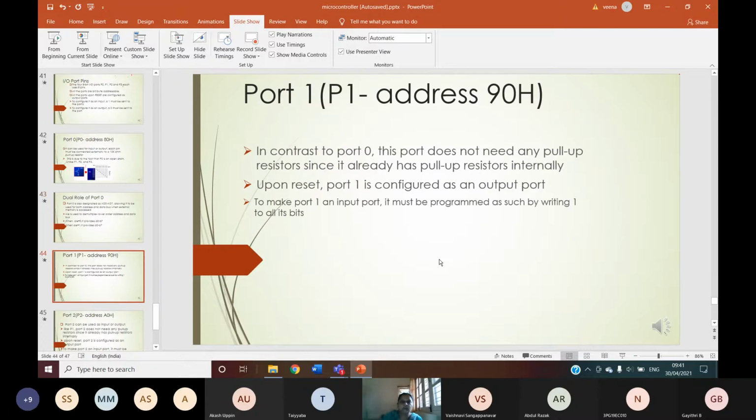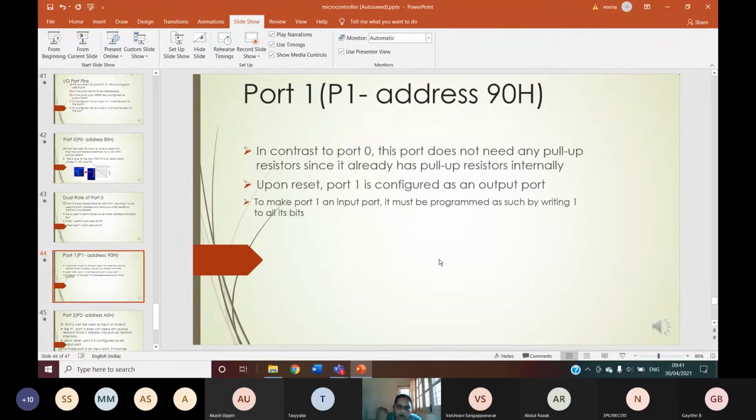Okay, so port 1. Port 1 has an address of 90 hexadecimal. Port 0 address is 80, port 1 address is 90. Port 1 does not have an open drain. It has an internal pull-up resistor, so the drain is connected to an internal resistor, because of which you don't need to connect any external resistor in the case of port 1.